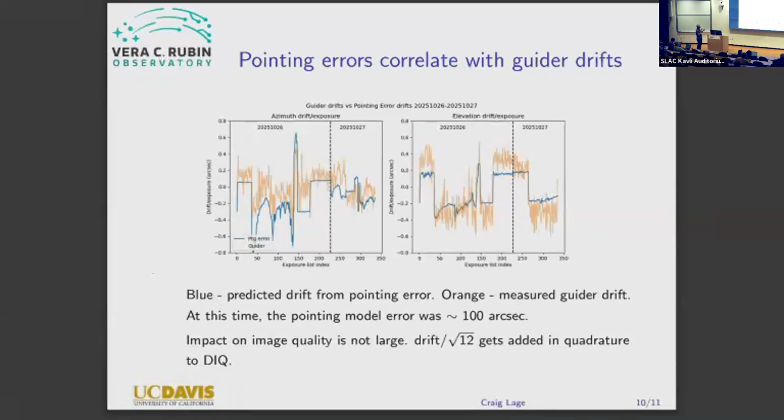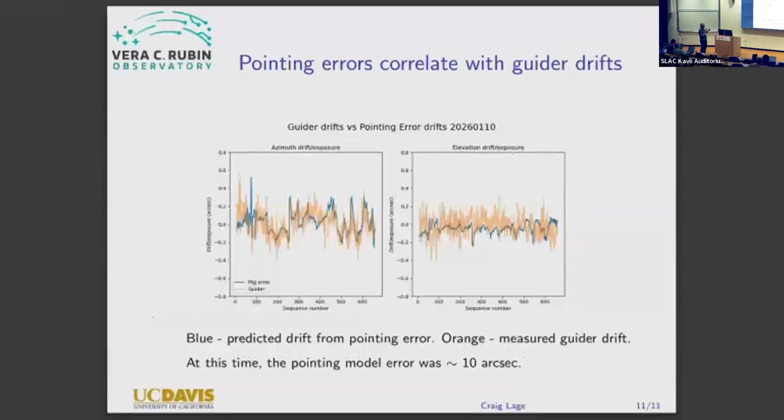Your first thought would be, oh, this is really bad. We're off by 0.4, maybe up to 0.6 arc seconds. But the impact on the image quality is not as large as you'd think. Basically, the drift over the 30 seconds divided by the square root of 12 gets added in quadrature to the image quality. So it has an impact, but it's not huge.